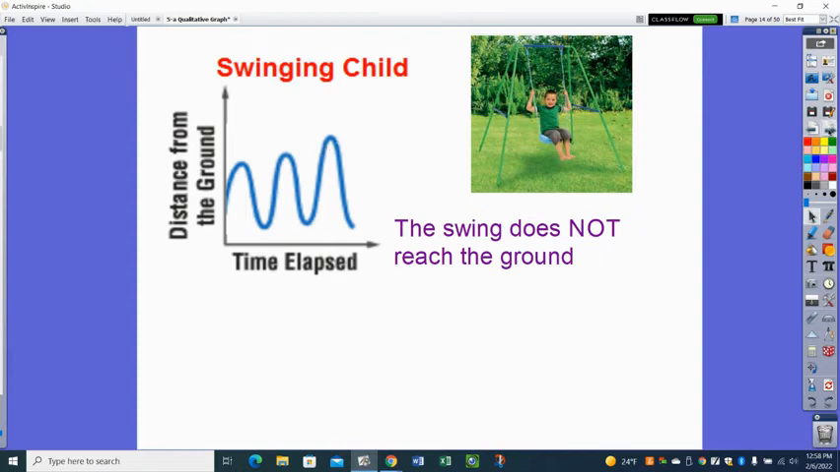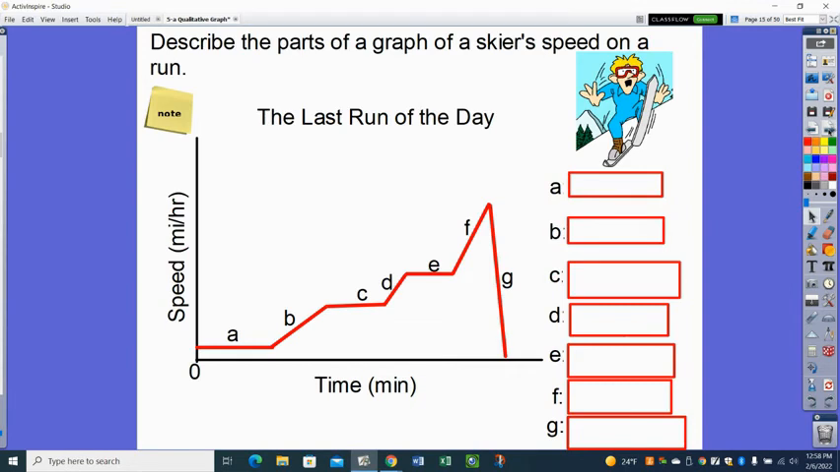These are all called qualitative graphs. No, we're not talking about any numbers. We're not talking about how high somebody went. We're just talking about the story of what we see on the graph.